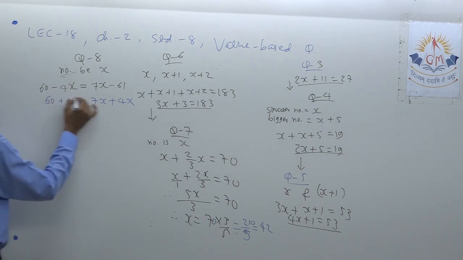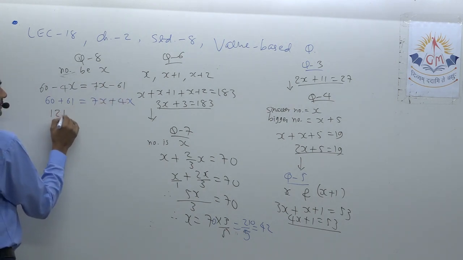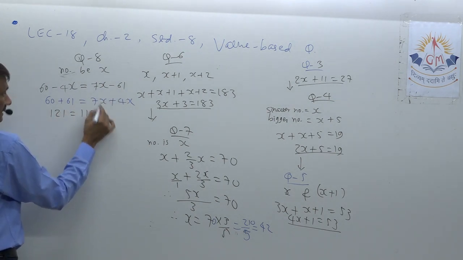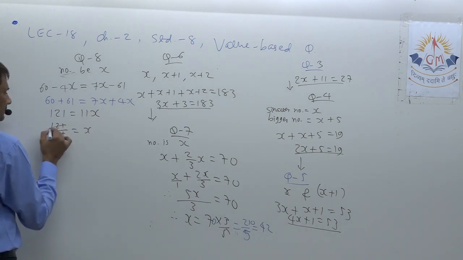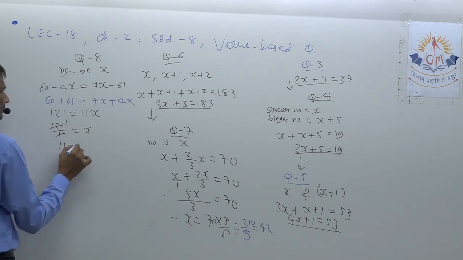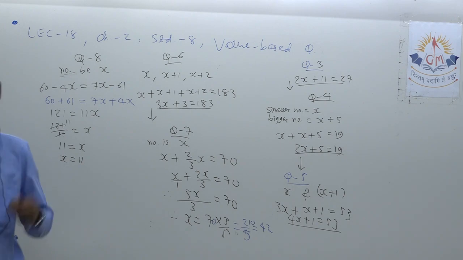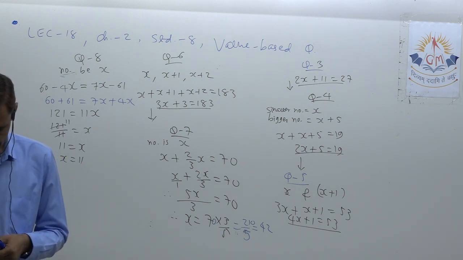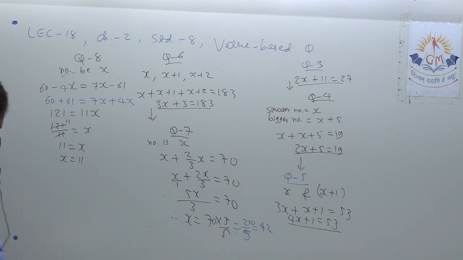Okay, 4x goes on there, and plus 61 comes here, so plus. So it will be 121 equal to 11x. So 121 upon 11 is equal to x. 11 elevens are 121, so 11 equal to x, that is, x equal to 11. That is already solved. So the required number is 11.